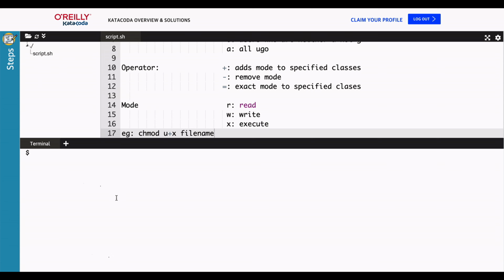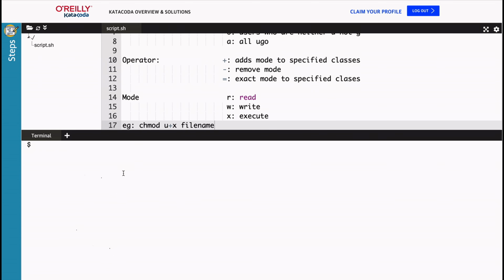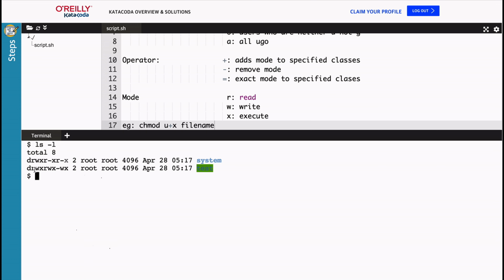Let's see this command in the terminal. Basically, ls shows what files and folders we have. We have only two folders, system and test. System has read, write, and execute for the owner and write and execute for the others, and test has read, write, execute, read, write, execute, and write and execute.